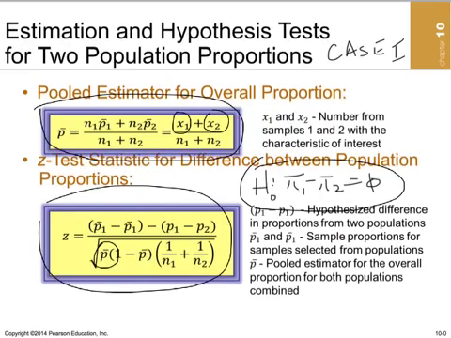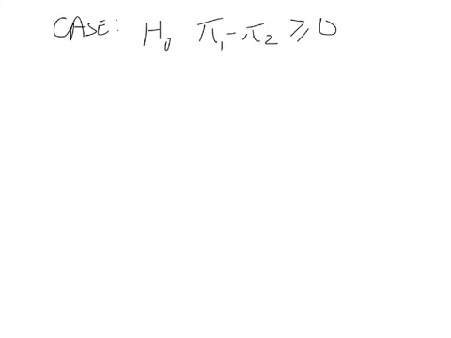The question is why? Why do we have to do this? Well, let me explain that. In case 1, we're making the following claim. So we'll say the null hypothesis, pi 1 minus pi 2, could be one of three possibilities. It could be greater than or equal to 0, or less than or equal to 0. I'm putting all three of them in 1.